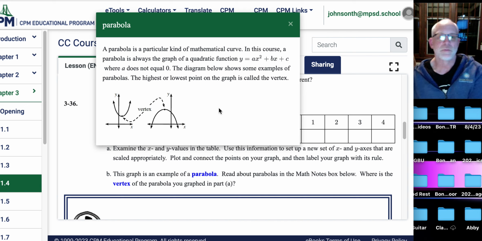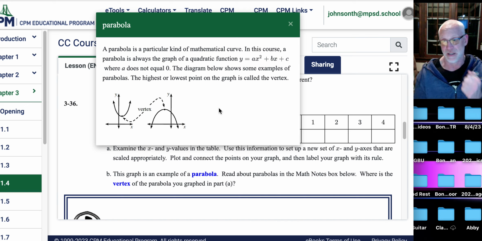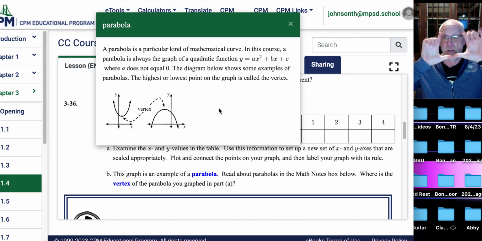Parabola. A parabola is a particular kind of mathematical curve. In this course, a parabola is always the graph of a quadratic function y equals ax squared plus bx plus c, where a does not equal 0. Don't worry about that yet. You'll get there. The diagram below shows some examples of parabolas. The highest or lowest point on the graph is called the vertex. I just want you to know, do you understand the difference between a linear equation and a parabola? Right?